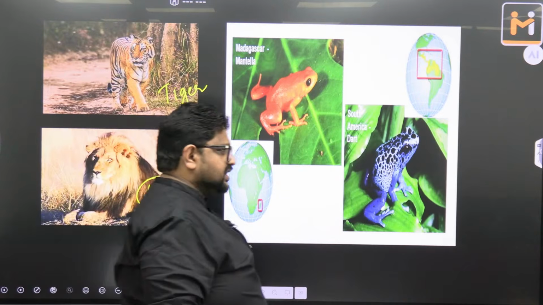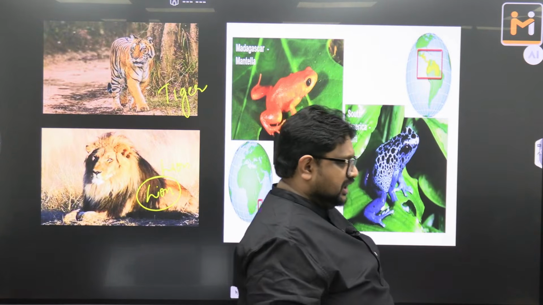Why does ecological equivalence occur? Because there is Gause's principle.